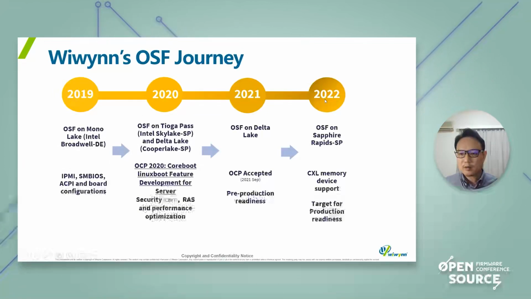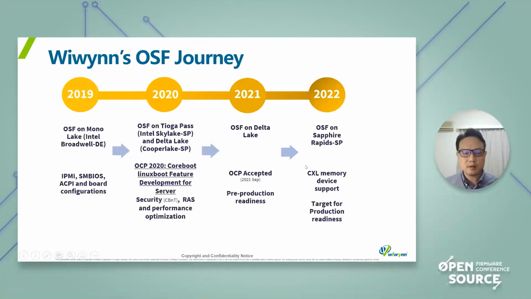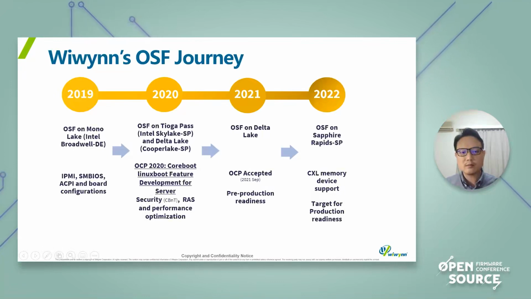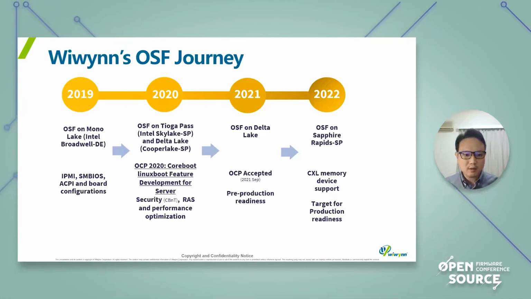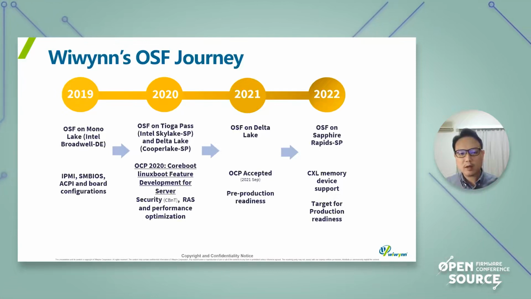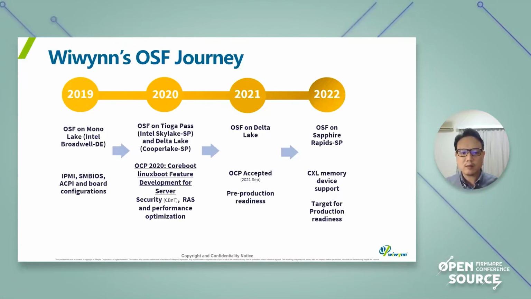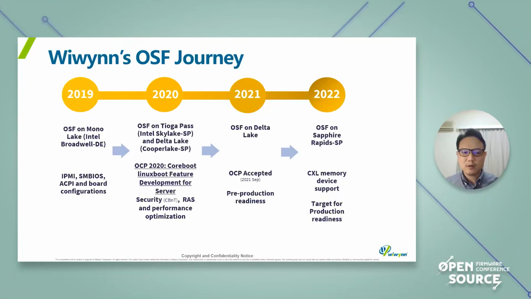So here's Wiwin's OSF journey. Starting from 2019, we worked on OCP Mono Lake. It's a joint collaboration with Meta, Intel, and Elements. At that time, we developed features for IPMI, SMBIOS, ACPI, and board configurations. And we continued our work in 2020. We worked on OCP Tioga Pass and OCP Delta Lake.